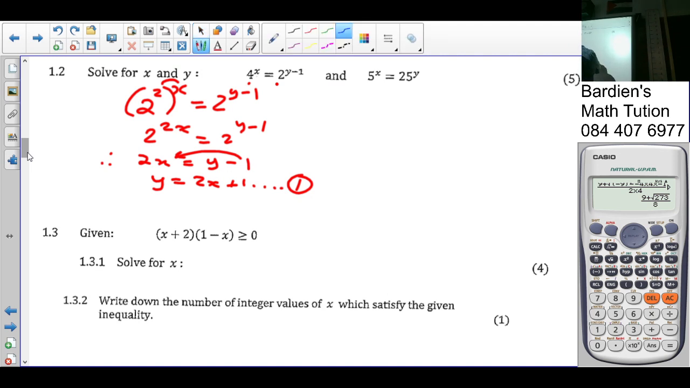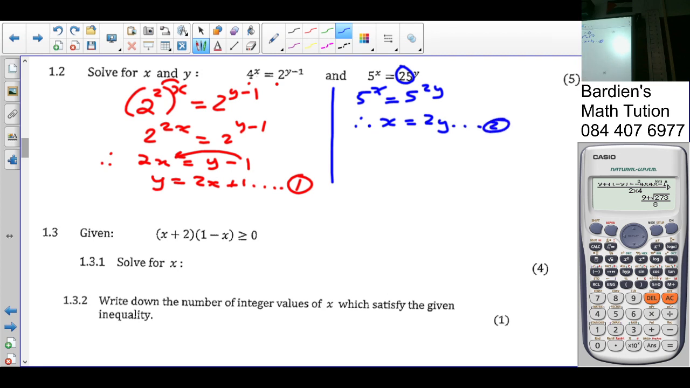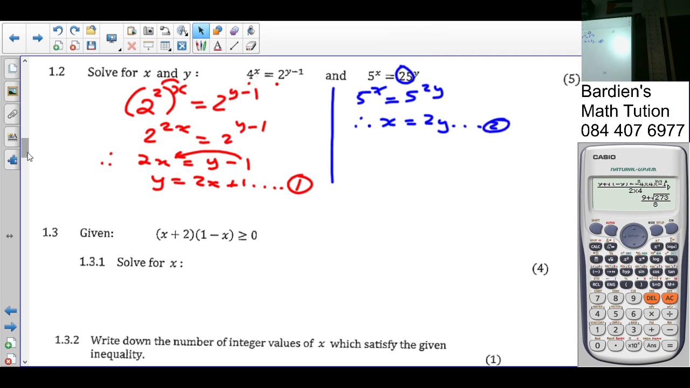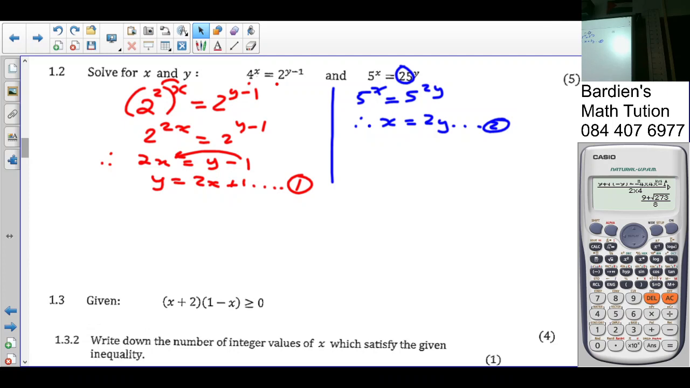Here we have 25 can be written as what? 5 to the 2. So it's going to be 5 to the 2y. Therefore, x is equal to 2y. When bases are the same, exponents are equal. You all agree I can substitute equation 1 now into equation 2. Okay?